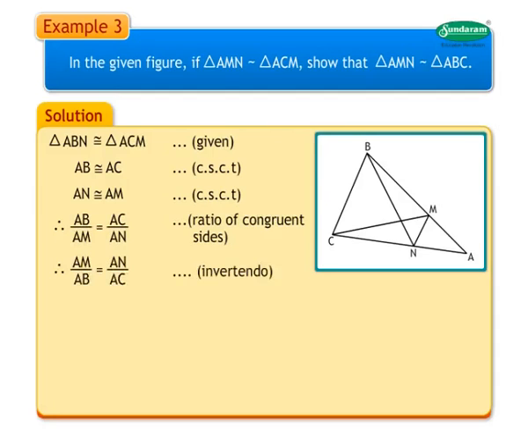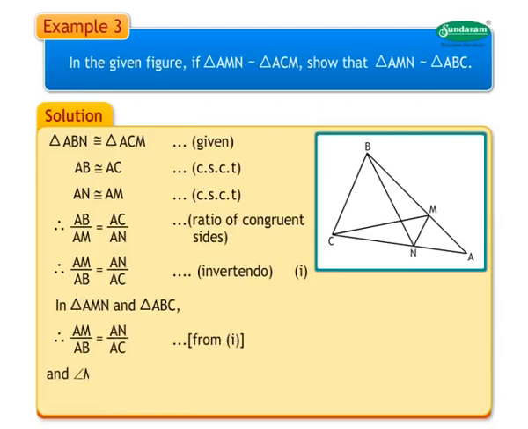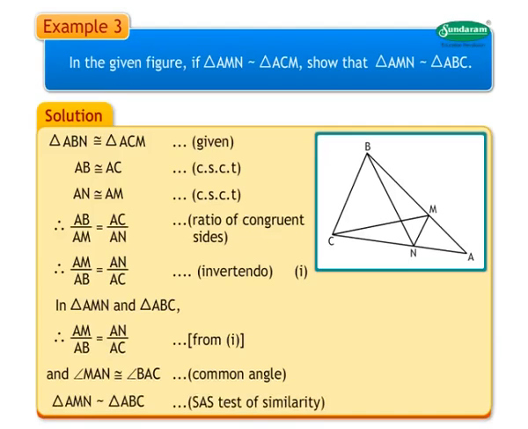Therefore, by invertendo, AM upon AB is equal to AN upon AC. Let us mark this statement as 1. Now, in triangle AMN and triangle ABC, from statement 1, we get AM upon AB is equal to AN upon AC and angle MAN is congruent to angle BAC as they have a common angle A. Thus, triangle AMN is similar to triangle ABC by SAS test of similarity.